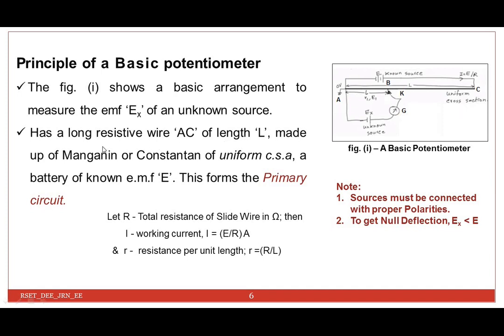So the figure shows the arrangement to measure the unknown EMF EX. It has a long resistive wire of length L made up of manganin or constantan of uniform cross-sectional area and a battery of known EMF, and this forms the primary circuit. So as we have seen, let us consider the primary circuit. Let R be the total resistance of the slide wire in ohms and E the EMF of the known source.